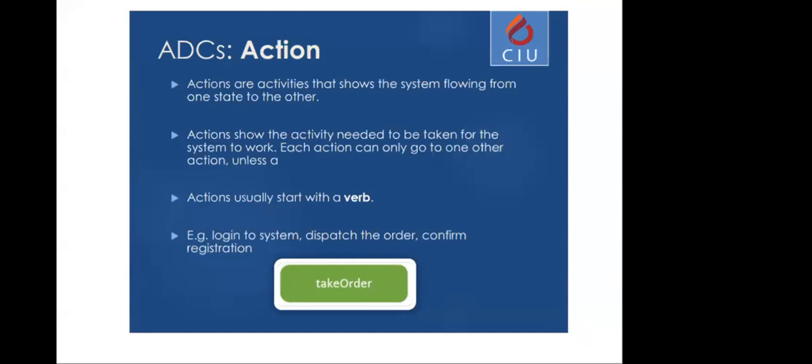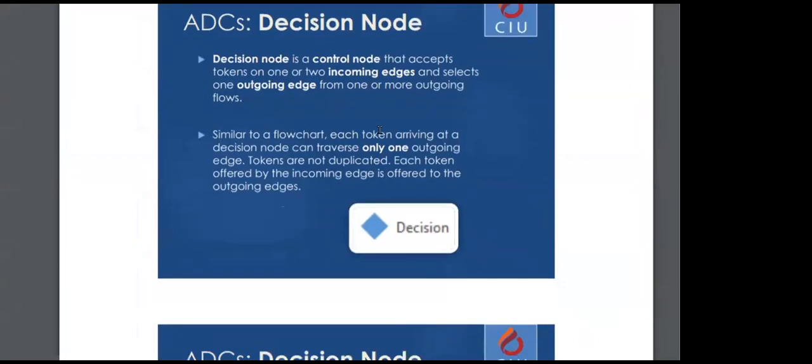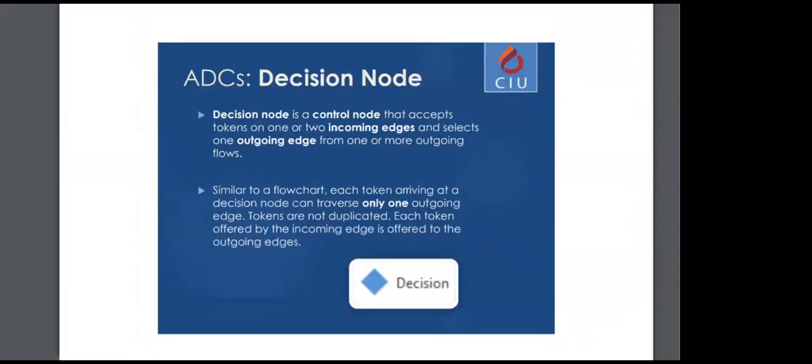Actions usually start with a verb. This is the crucial part that you can differentiate an action from all the other nodes. They are taking a verb, such as take order, register user, login, something like that. These are all verbs, as you can see, and it will help you differentiate an action from regular nodes.